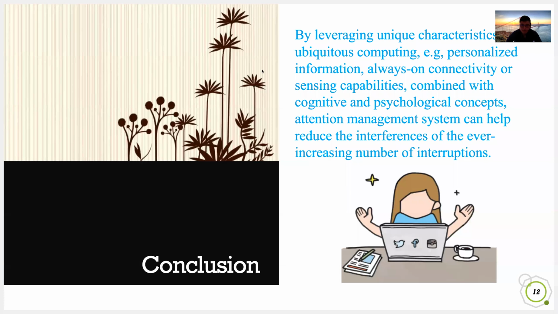So in summary, by leveraging the unique characteristics of ubiquitous computing, such as personalized information, always-on connectivity, and sensing capabilities, combined with cognitive and psychological concepts, the attention management system can help reduce the interference of the ever-increasing number of interruptions we see on mobile devices.